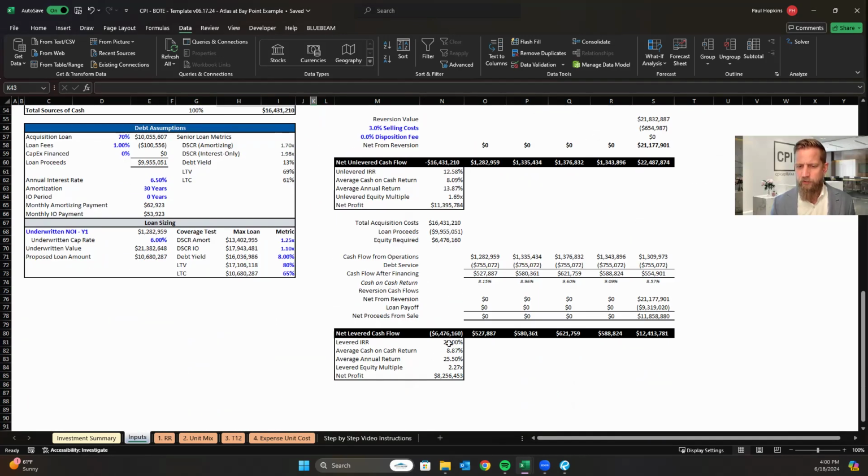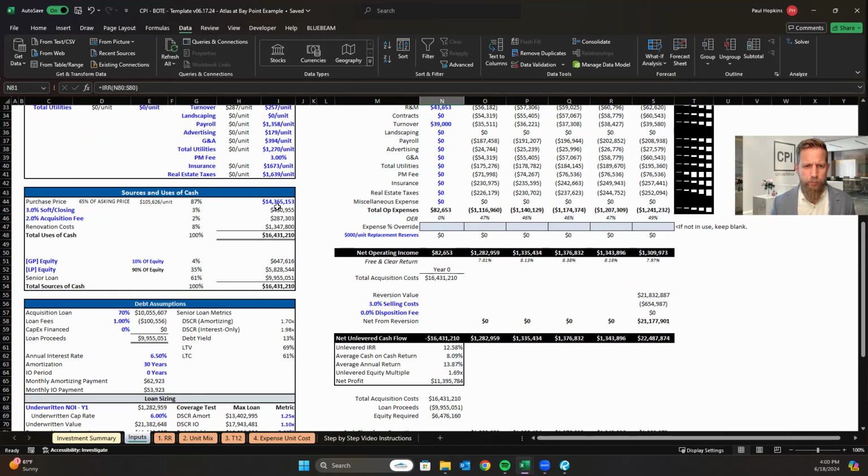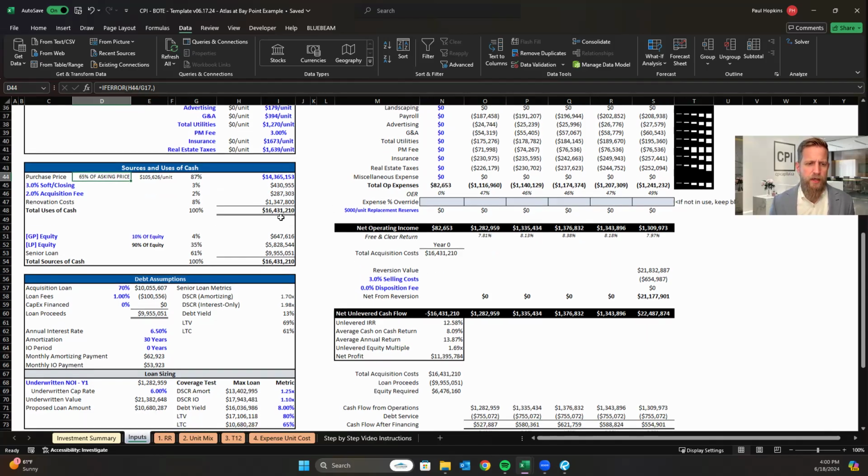Okay, and so bam, it just calculated. It gave me a 20% IRR on a purchase price of $14.3 million. That's $105,000 per unit, or 65% of asking price. Quite a discount. And so that's a good place to start. But again, I haven't entered in all my information yet. There's more data that we need to enter. But that's basically how I do that.